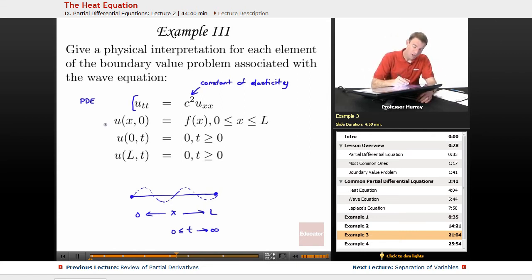Now, u of x,0, that means we've plugged in t is equal to 0. So that means we're looking at an initial condition here.